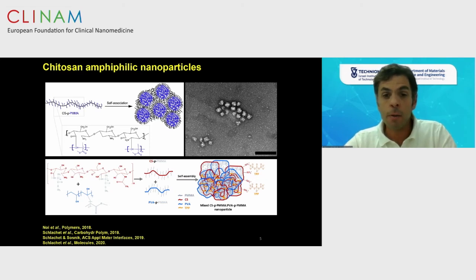So this is the reason that we were focused on this type of structures over the last years. We can also, for example, combine, in this case, we have chitosan and polymethyl methacrylate, we can combine different types of polymers in the same nanoparticle. And by doing so, we can capitalize on the properties of both chitosan and PVA, polyvinyl alcohol.